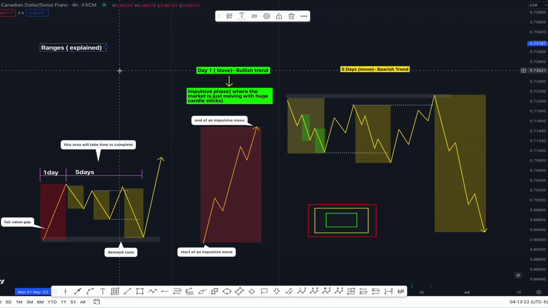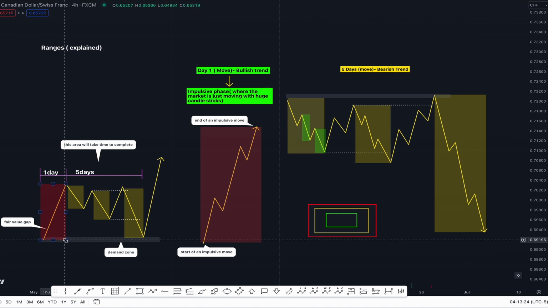The first thing that you need to understand is the ranges in the market, how the market moves. This will also benefit you to become a profitable trader even using other strategies. So the market moves in impulses and corrections. Impulses move aggressively. Corrections take time before we can see another trend continue in the direction of the previous impulse.